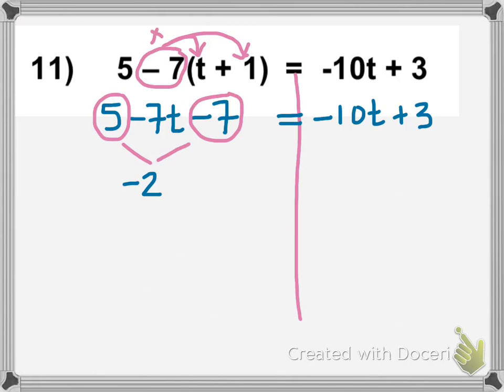Let's bring everything else down. I still have that negative 7t equals negative 10t plus 3.